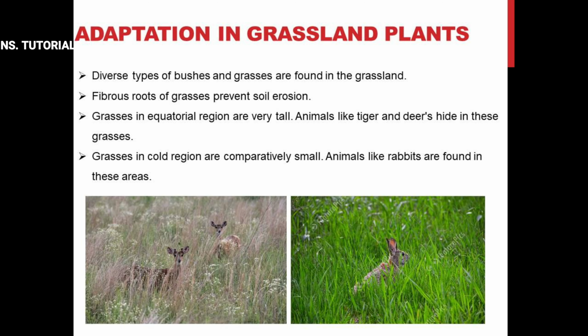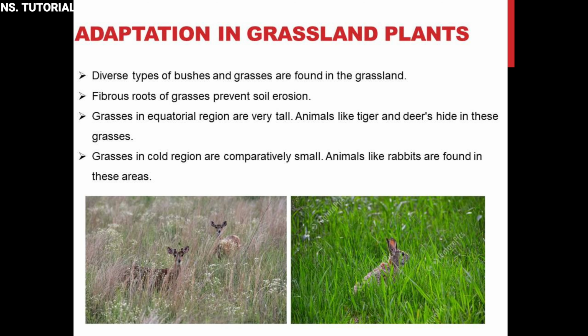So the last topic is adaptation in grassland plants. In grassland, we can observe that there are diverse types of bushes and grasses. These grasses and bushes have fibrous roots which prevent soil erosion. Soil erosion means the soil getting eroded by natural calamities.